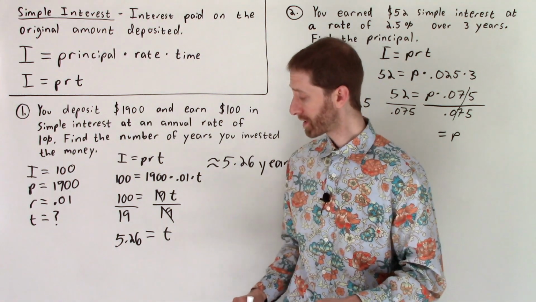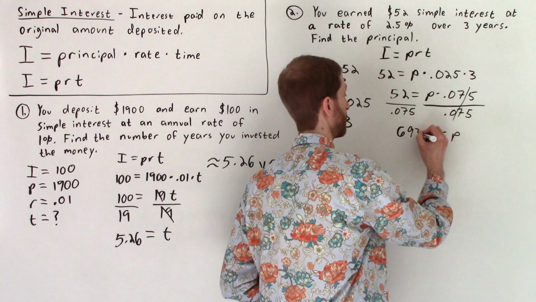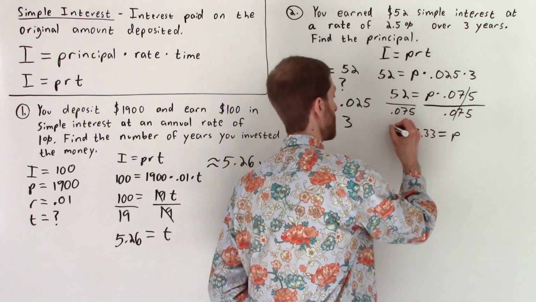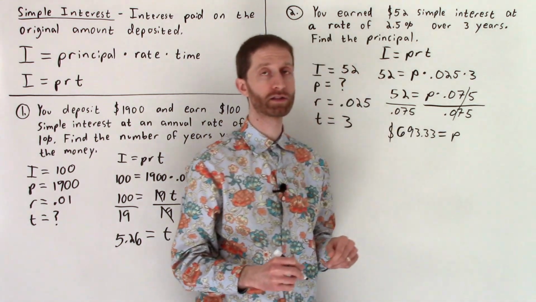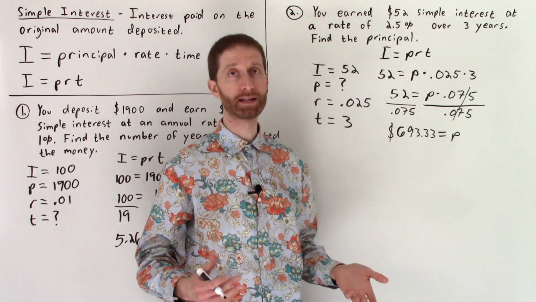So I get $693.33. So the principal is $693.33, which is the same as the original amount that you deposited.